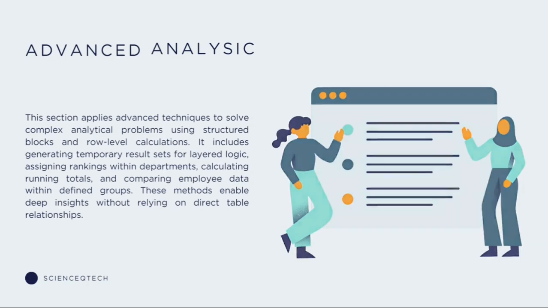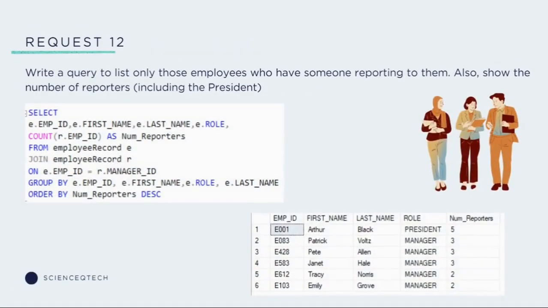and sometimes performance. List employees with someone reporting to them. To identify managers and count their direct reports. Query helps assess leadership load and hierarchy within the organization, including the president.